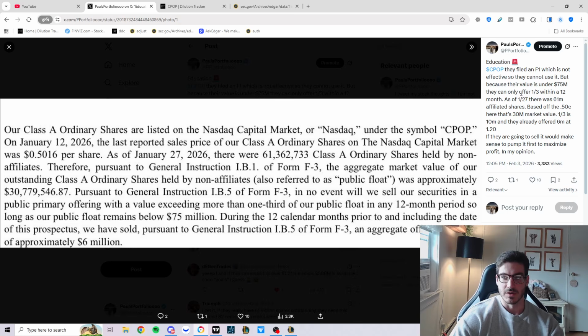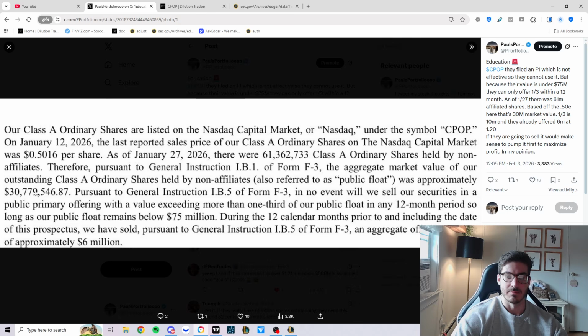So what I said here was, because their market cap was $30 million, it's below 75. That means that they have a baby shelf rule, right? So the baby shelf rule means that they can't sell more than 1/3 of their float in any 12-month period. Okay, so it says right here their public float was 30 million.